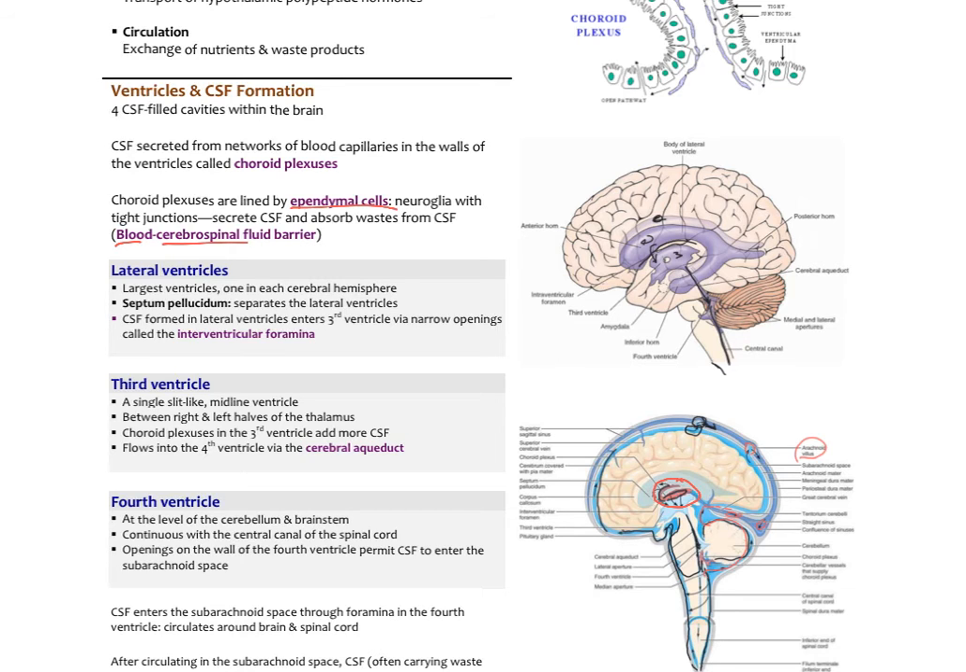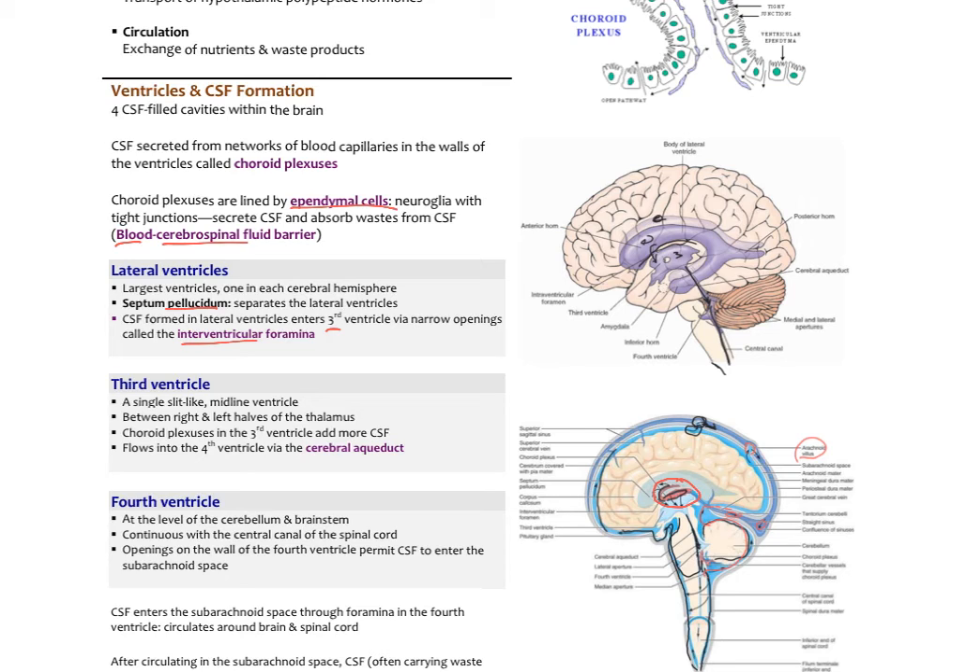So lateral ventricles, these are the largest. There's one in each cerebral hemisphere. There is what's called the septum pellucidum, which is a membrane that separates the two. And then CSF is formed in these lateral ventricles and then enters down the third ventricle via these very narrow openings called the interventricular foramina. So that's what connects the lateral ventricles with the third ventricle.